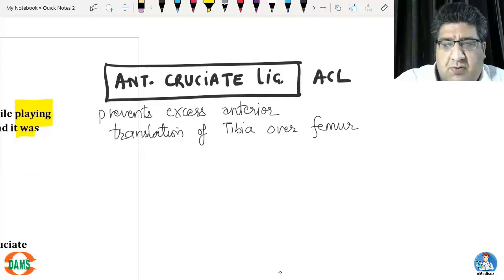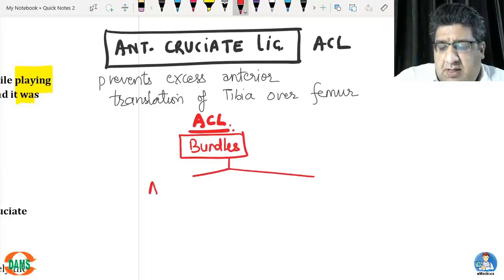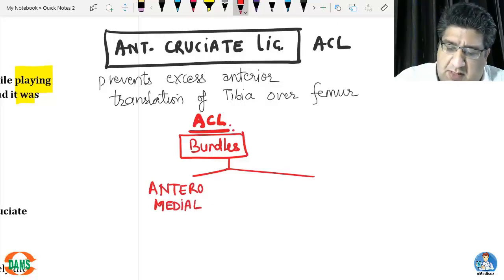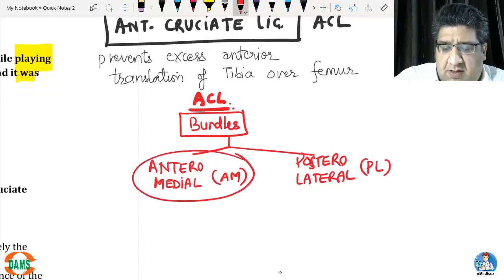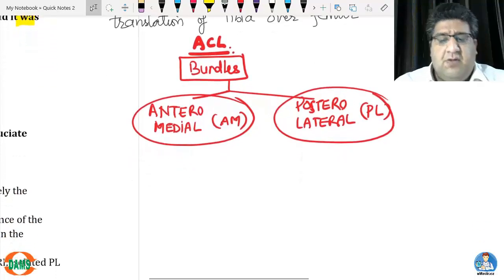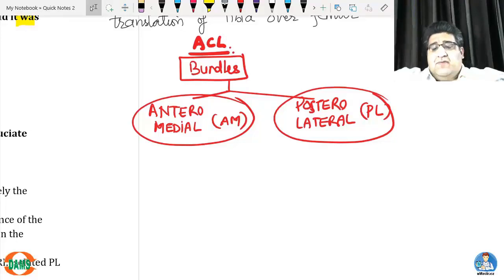Now the second thing that you should know is that this ACL further contains two bundles. One is the anteromedial bundle. Understand my point? One is the anteromedial bundle. The other one is the posterolateral bundle. Alright, so we have the anteromedial bundle and the posterolateral bundle. Both the bundles are going to perform the same job as that of ACL, but they're going to perform these jobs at different positions. Now when I say different positions, what does that mean?